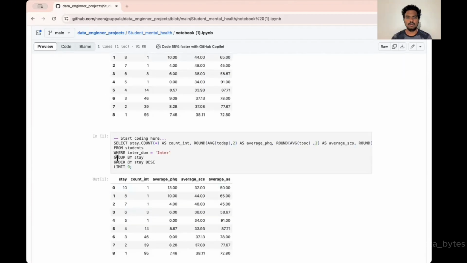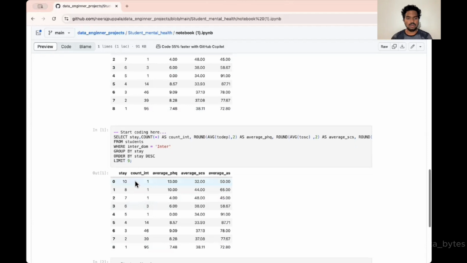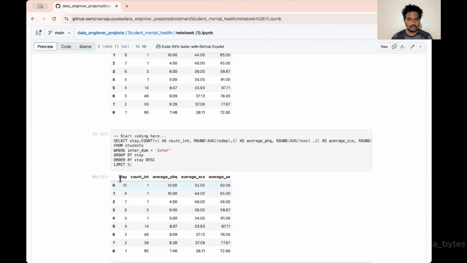And I'm grouping by stay because it gives you the unique stay values for each row. And here I'm ordering by stay, and I'm doing it in descending order. And I'm limiting to 9 values since in the requirements it is given that we have to return only 9 rows. And you can see the query result over here. So this is the length of stay. This is the count of international students and their respective average scores for depression, social connectedness, and their acculturative stress.